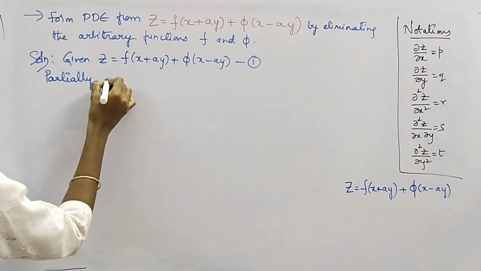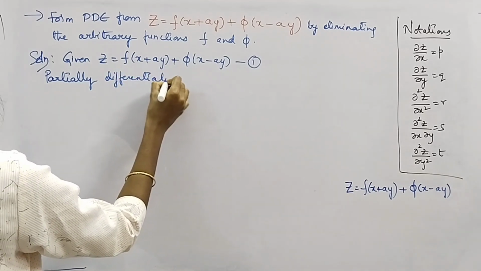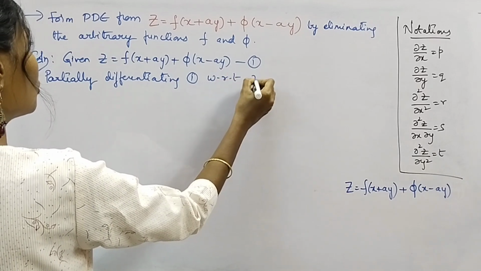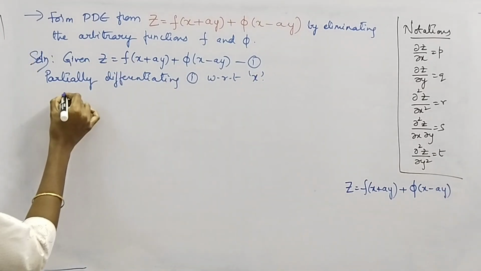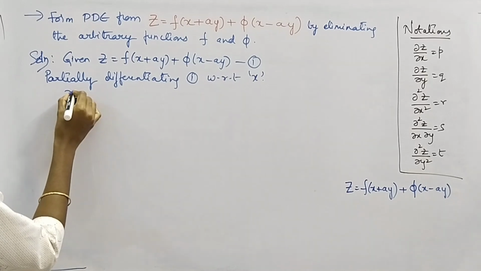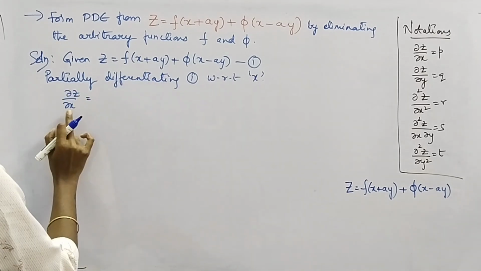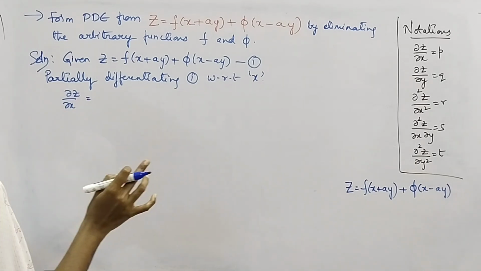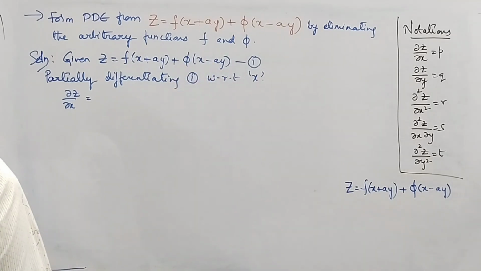Partially differentiating 1 with respect to x. Just apply dou by dou x on both sides of the equation. You'll get dou z by dou x. Okay. So here we are partially differentiating with respect to x, so we'll treat y as constant. Okay, and also here a is a constant. Fine.